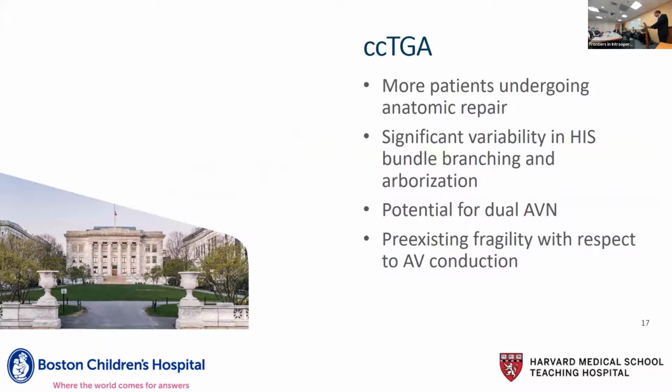How about corrected transposition? This is a lesion that more and more patients are referred for anatomic repair, which is to use the LV as their systemic ventricle. Obviously, there's significant variability in the His bundle branching and arborization. There's also potential for dual AV node, with about 5 to 10% of these patients having dual nodes. And as the electrophysiologists would like to remind us, they have significant pre-existing fragility in their AV conduction. And quite a few of them have pacemakers implanted even prior to their anatomic repairs.